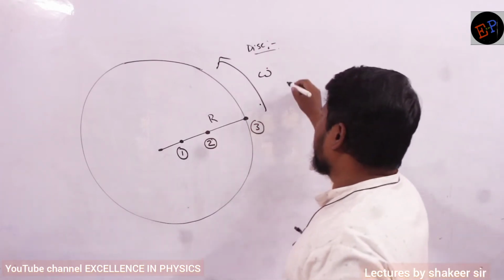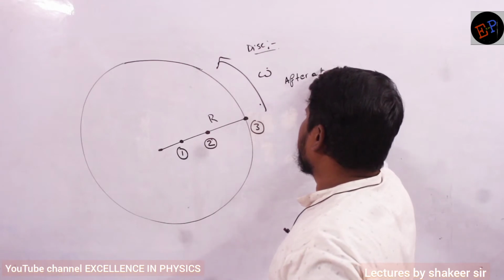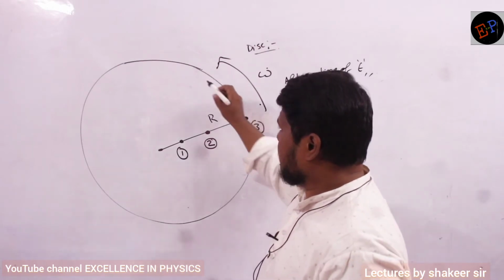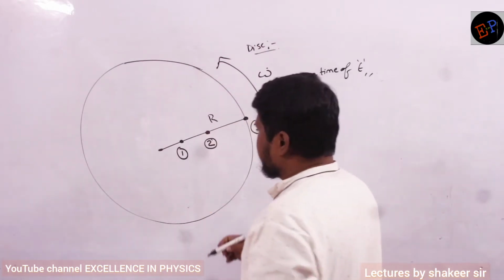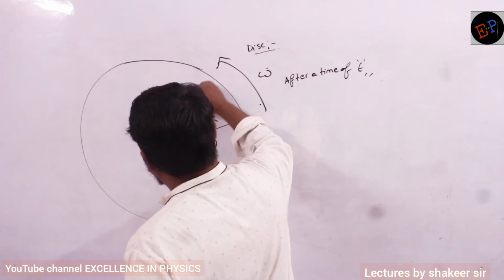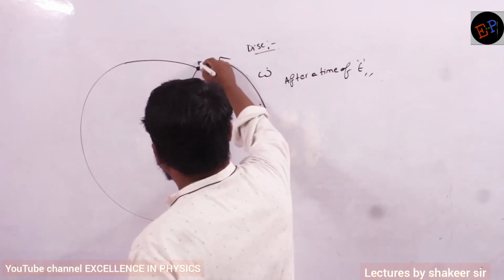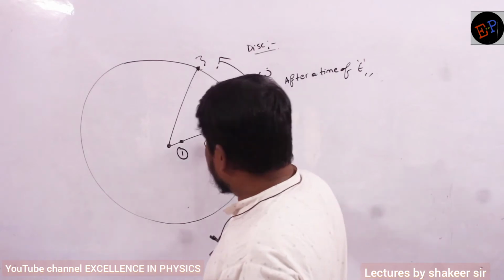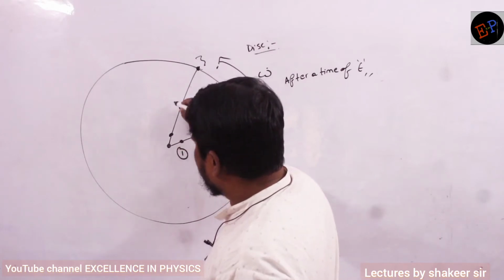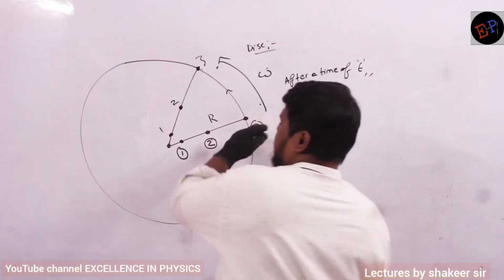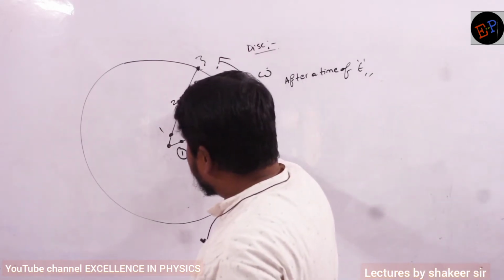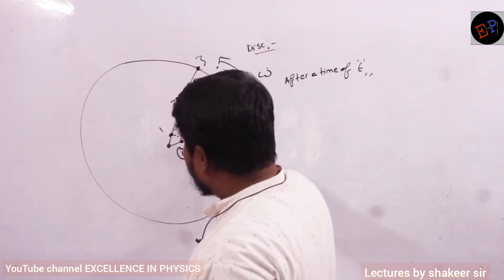Then after some time, what will happen after a time of t? After a time of t, let us consider this point 3 will reach up to here. Let us consider that all these 3 points have reached up to here. So this is point number 3. Where is point number 2? Point number 2 will be somewhere here, and this is point number 1. So when this disc rotates, all these points will reach up to here. Point 2 should have traveled in this path, and point 1 should have traveled in this path.